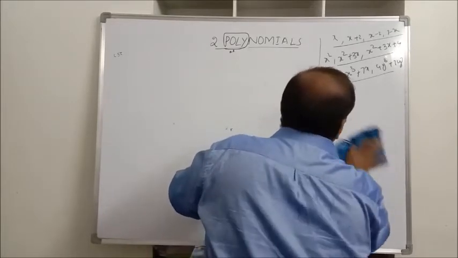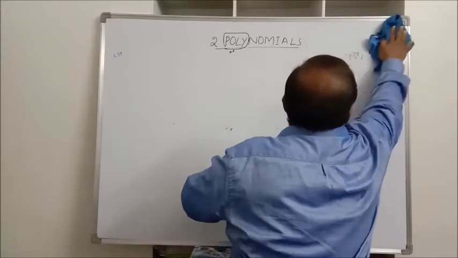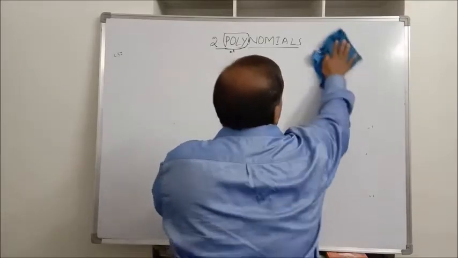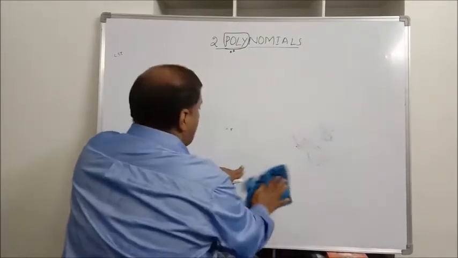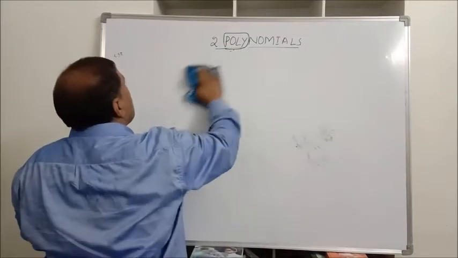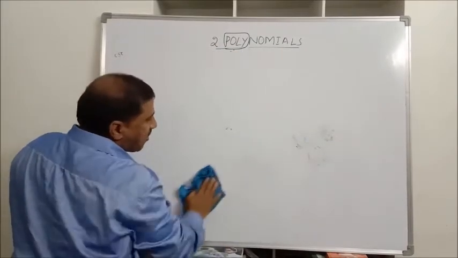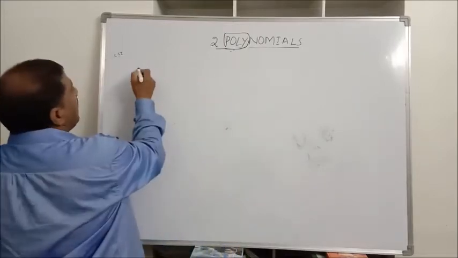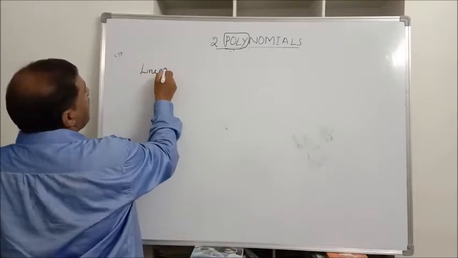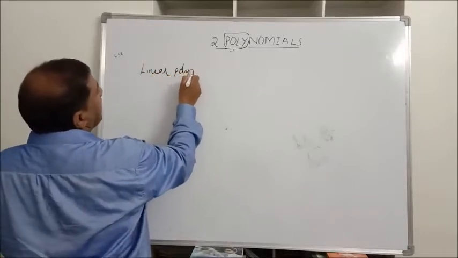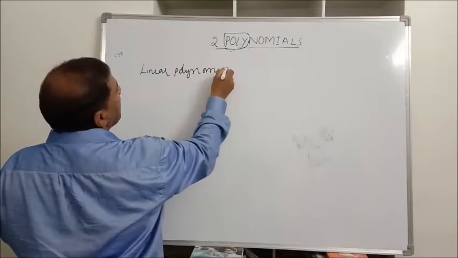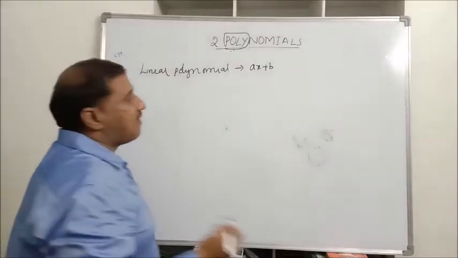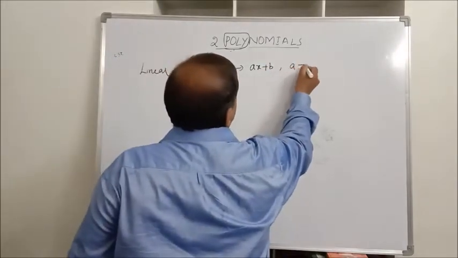Now we will study the standard form of the linear polynomial, the quadratic polynomial and the cubic polynomial. The standard form of a linear polynomial is ax plus b. What is the standard form of a quadratic polynomial? It is ax square plus bx plus c. So for a linear polynomial, the standard form is ax plus b, where a is not equal to 0.